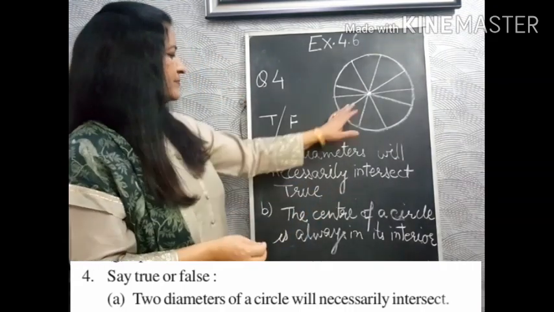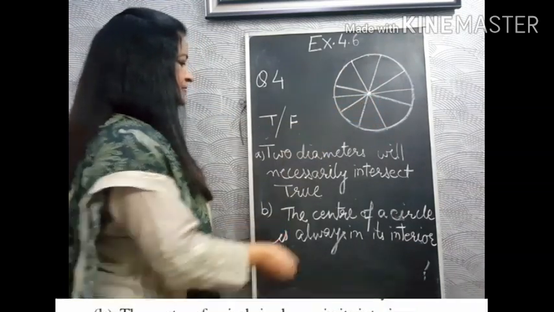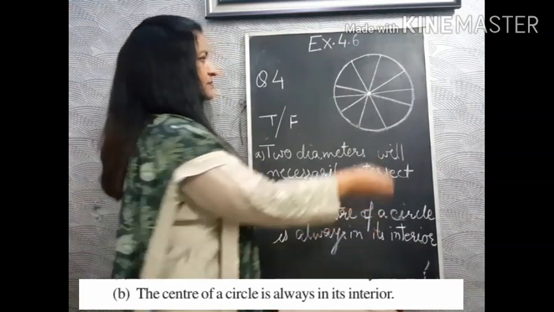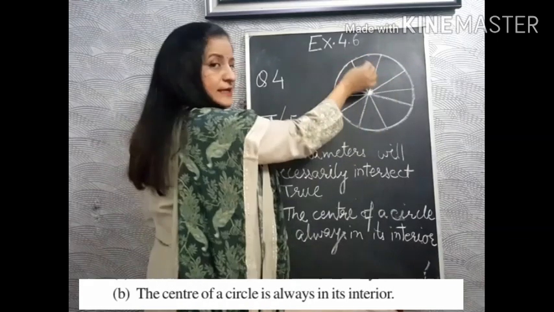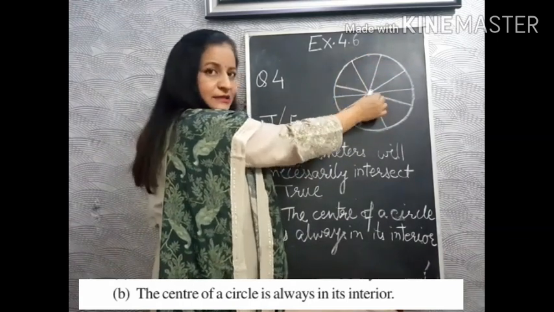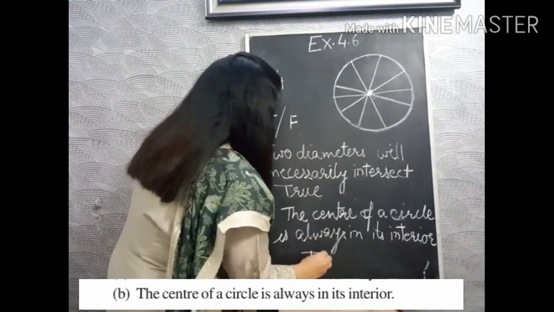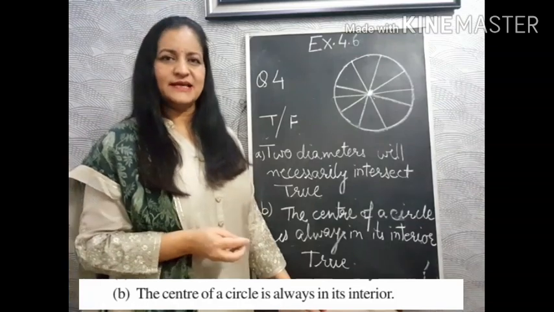All the diameters will intersect at one point. Our B part is the center of a circle is always in its interior. Look at this part. This is the center of the circle and this is inside the circle. That point is inside the circle, not outside. So this is also true. With this we finish our exercise.